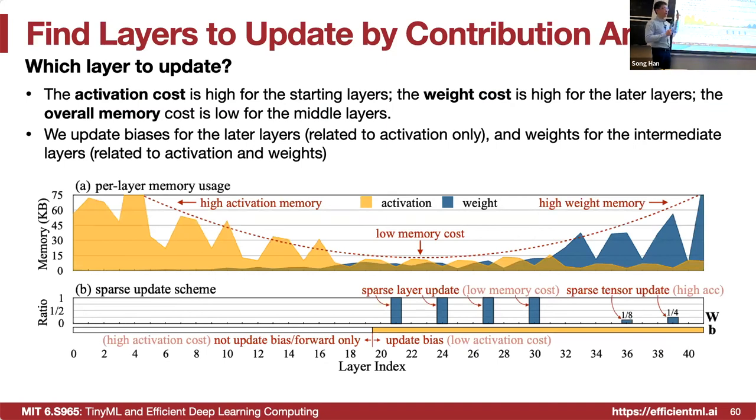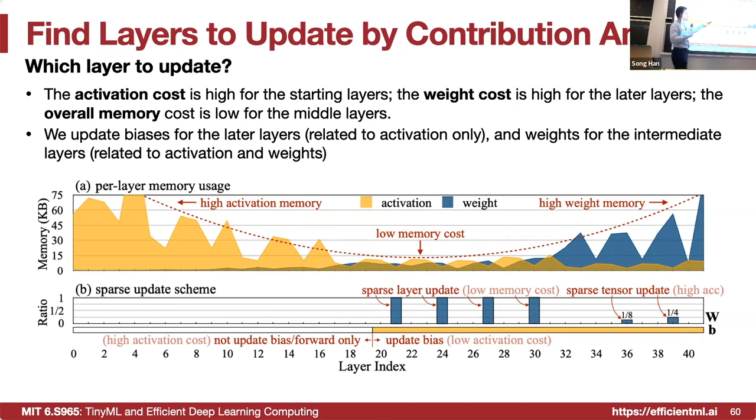So here comes the question, what to update? We need to think about that from two perspectives. One is the accuracy perspective: what is the contribution of this layer to the accuracy? And the other is the system's perspective: what is the overhead? What is the size of the activation, and the size of the weight we have to store if we decide to update this layer? So let's first discuss it from the system perspective, and then from the accuracy perspective.